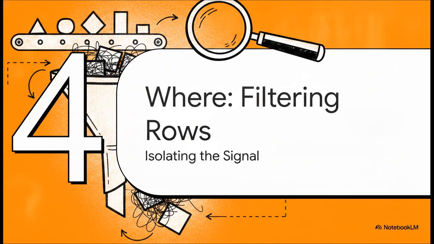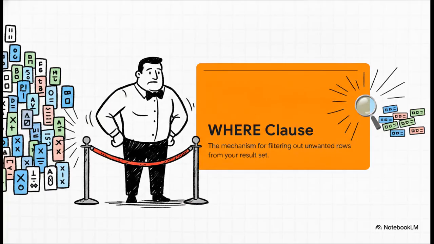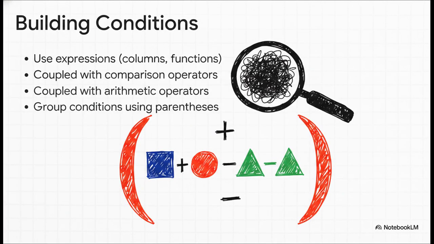Section 4. Where? Filtering the rows, isolating the signal from the noise. Okay, the where clause is basically the strict bouncer at the club door of your dataset. It's your core mechanism for filtering out unwanted rows, making sure only the data you actually care about makes it to the next stage. You're going to build these where conditions by combining expressions, columns or numbers with comparison or arithmetic operators.